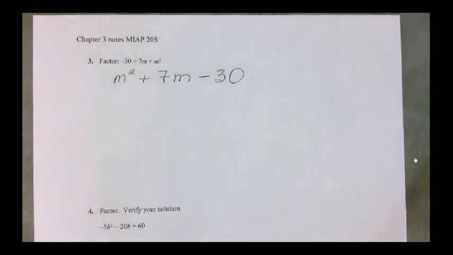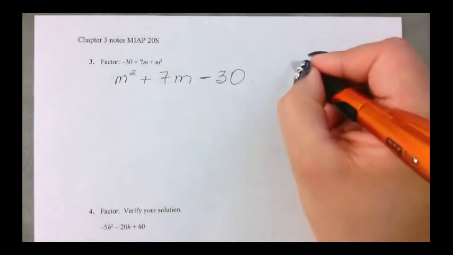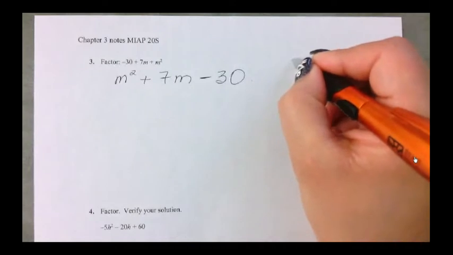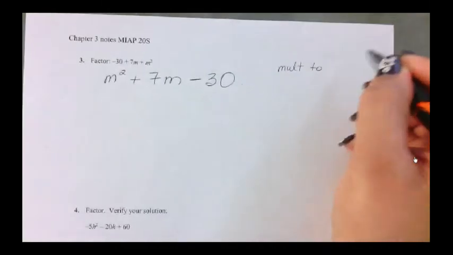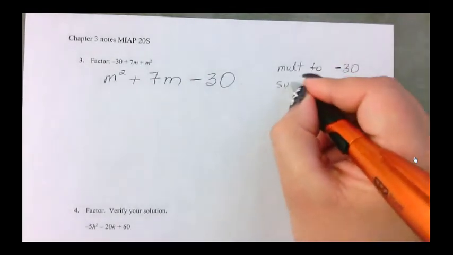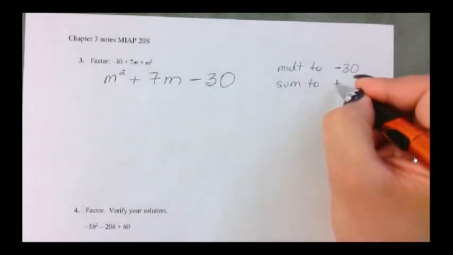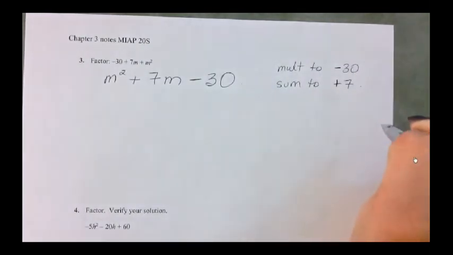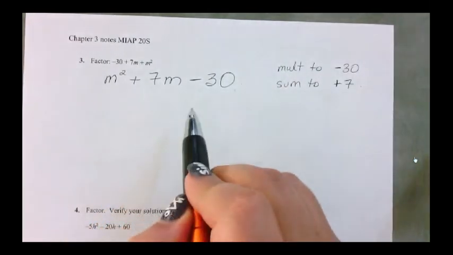So what's the pattern? What are we going to do? What are we going to look for? We're going to look for two numbers that multiply to what? Negative 30, and sum up to what? Plus 7. Okay? So they multiply to the last number and they add up to the middle term.